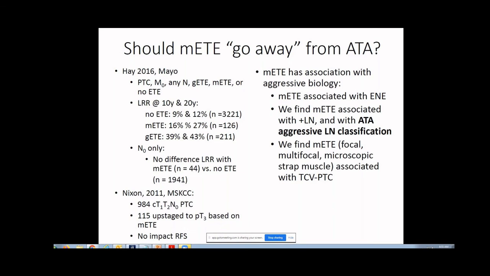Okay. Well, that's what I'm hoping to do in our study. I haven't done the analysis yet, but I've subclassified microscopic ETE in four categories, according to the number of slides, and also according to the site, if it's superficial versus deep or both.